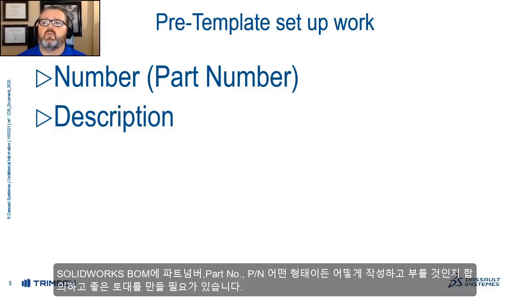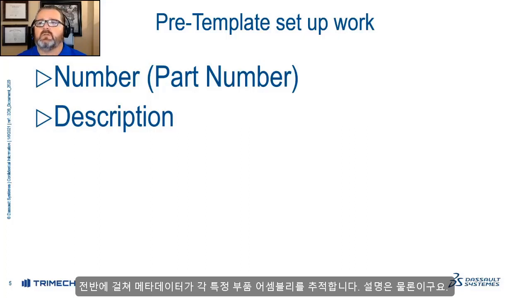You need to agree and have a good foundation for what this is going to be called. Part number, part NO, P/N, whatever it might be, you want that to be consistent from your SOLIDWORKS BOM across the board, and the metadata you'll be tracking in each particular part and assembly, as well as the description.